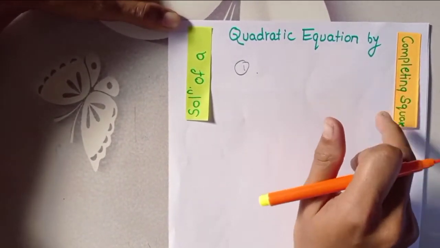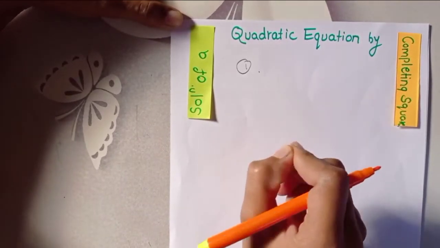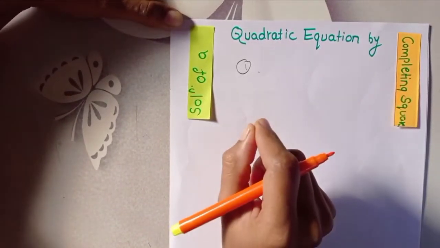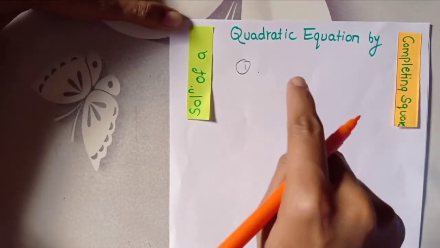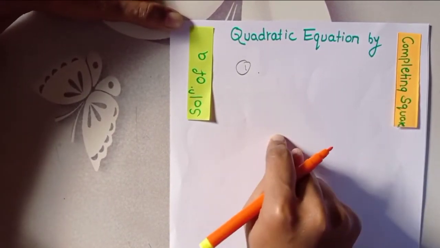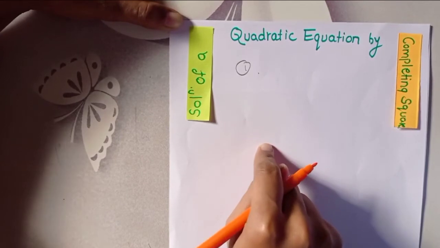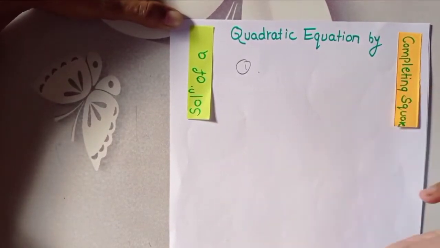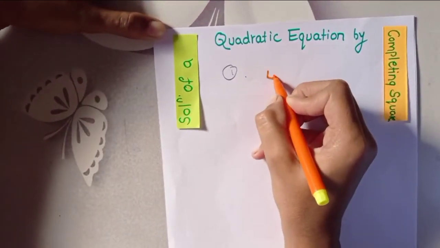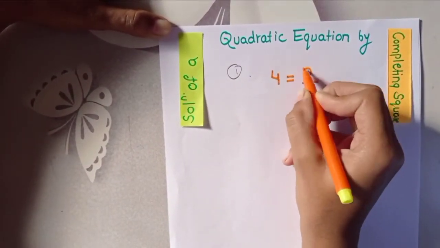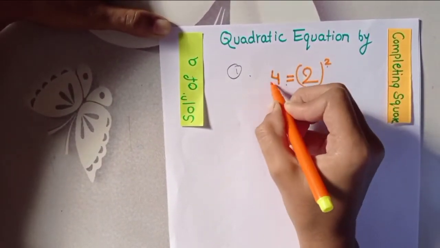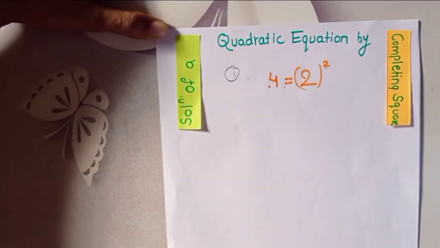Completing square method. If the question says find the solution of a quadratic equation by the completing square method, then you have to solve it in this way. Now, completing square means what? 4 is the complete square of 2, it will be 4 in this way.